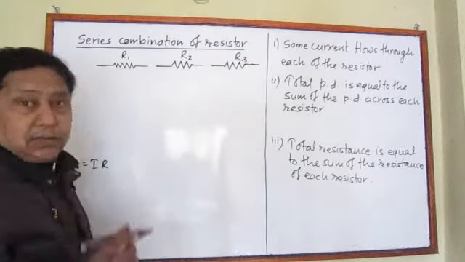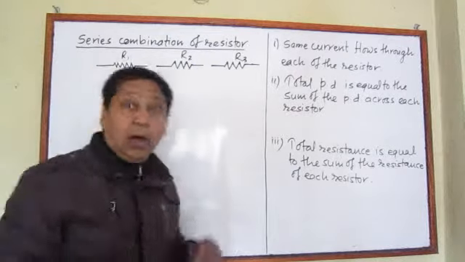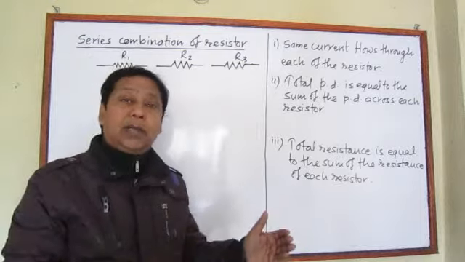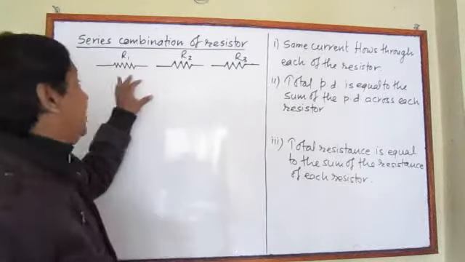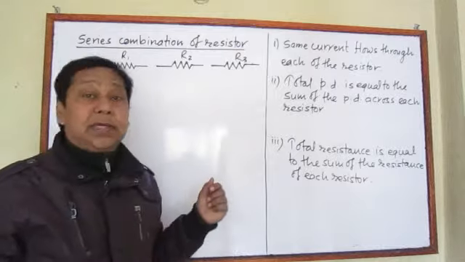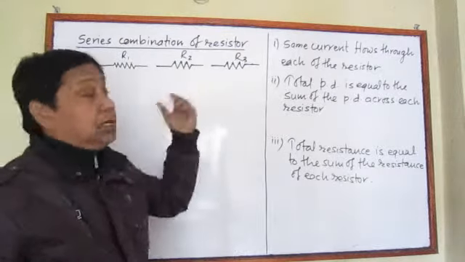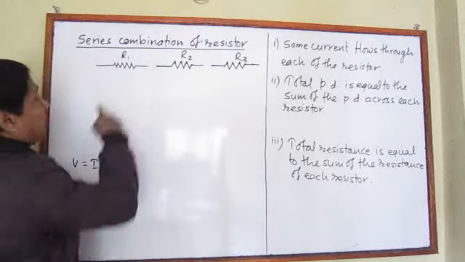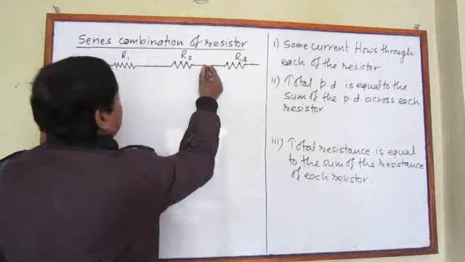Their resistances are different, and we know that resistance means the obstruction offered by the conductor wire against the flow of current through it. The substance having high resistance is called a resistor. And I'm talking about the combination of resistors. Let's say the first resistor is connected to the second, and the second is connected to the third.